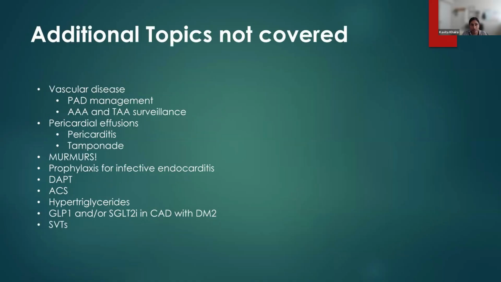Here are some other additional topics that I didn't cover. A fair amount of vascular stuff, PAD management, pericardial effusions, tamponade. Murmurs, again, are pretty heavily tested. So I think you should try to focus on, is it systolic, is it diastolic, and where is it located? That will help you a lot. Prophylaxis for endocarditis, DAPT, ACS, triglycerides, GLP-1s, SVTs. These are some other topics I didn't get to go through.